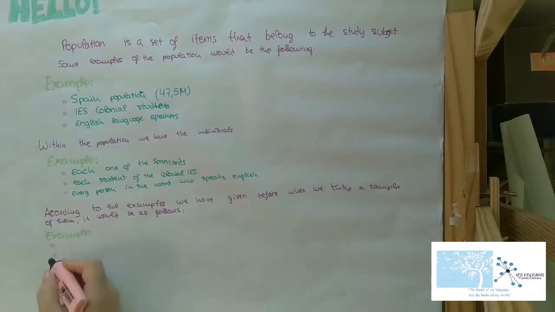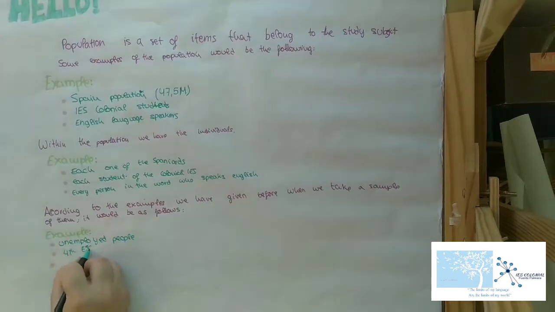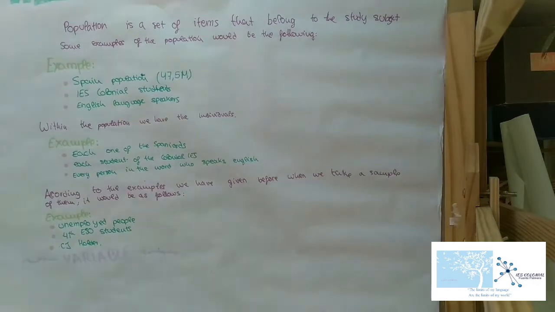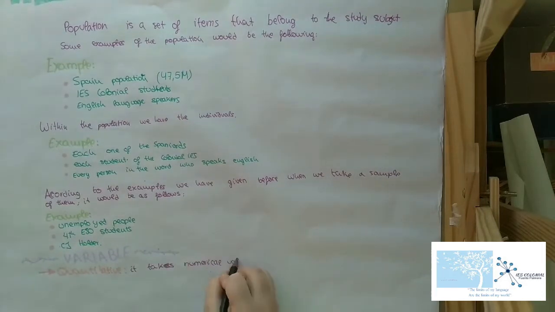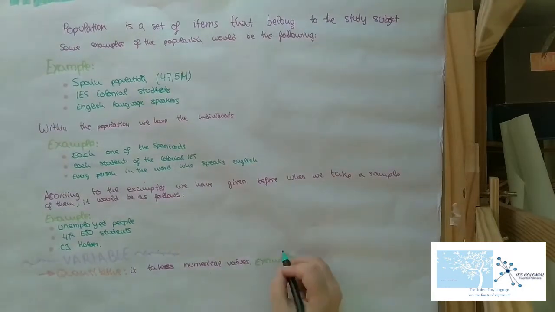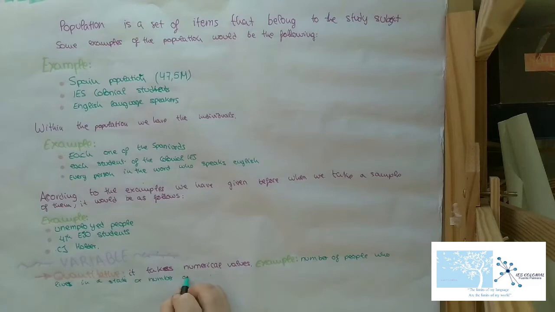According to the example we have given before, when we take a sample of them, it will be as follows. Unemployed people, 4th ESO students, C1 holders. The statistical variable is one that goes through all the data values of a certain characteristic. They are divided into several types.